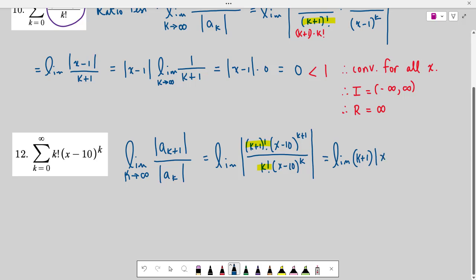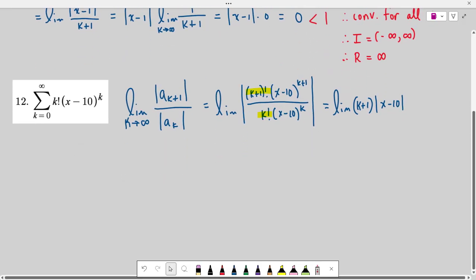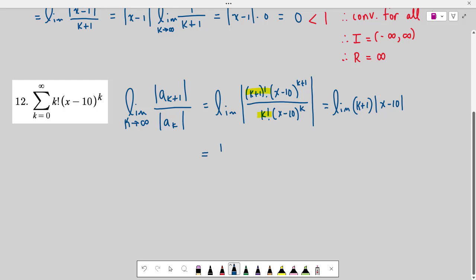That does need an absolute value, because x is a real number, positive real, negative real, whatever, any real. Once again, the x minus 10 factor, there is no k in that. If there is no k in there, then it can be factored right out of the limit. Now we can evaluate that limit. And what do we get? Infinity. When is this less than 1? Never.